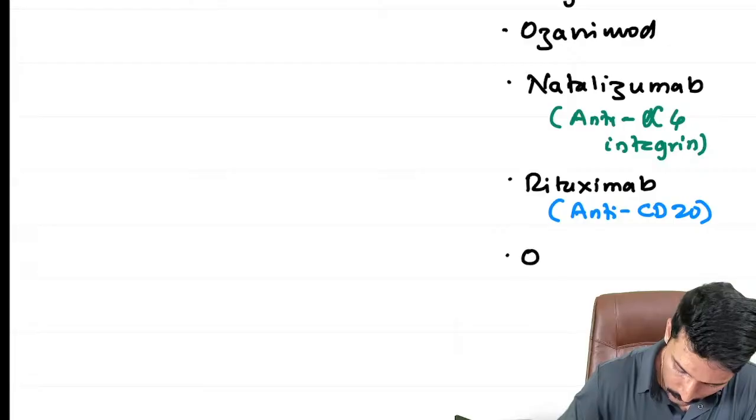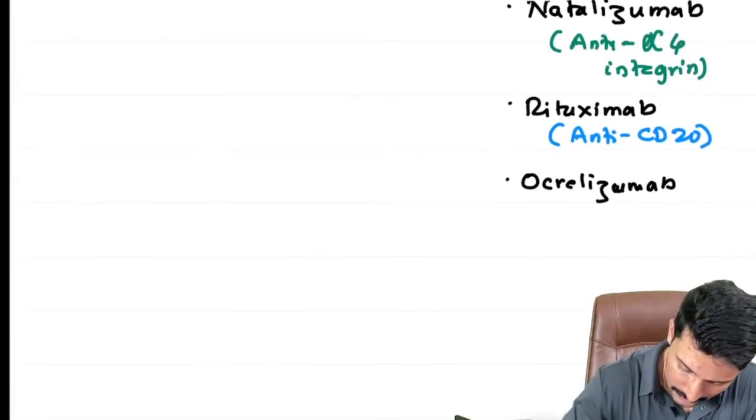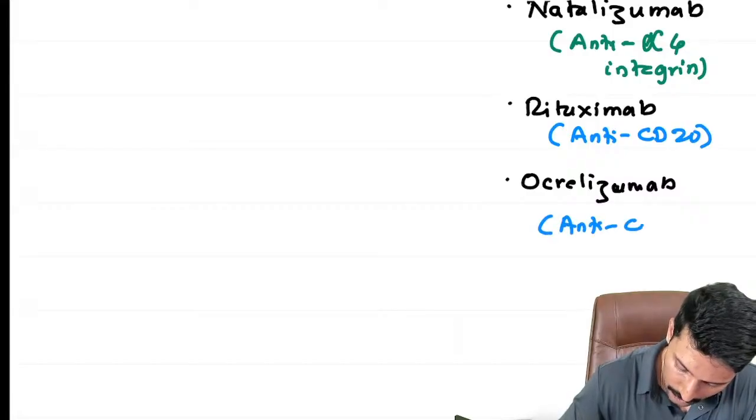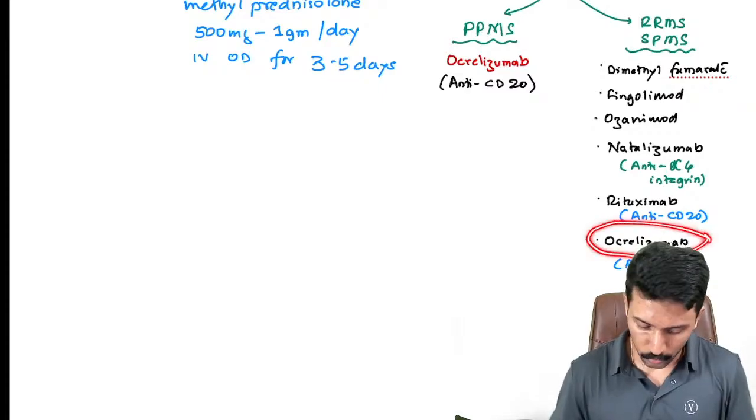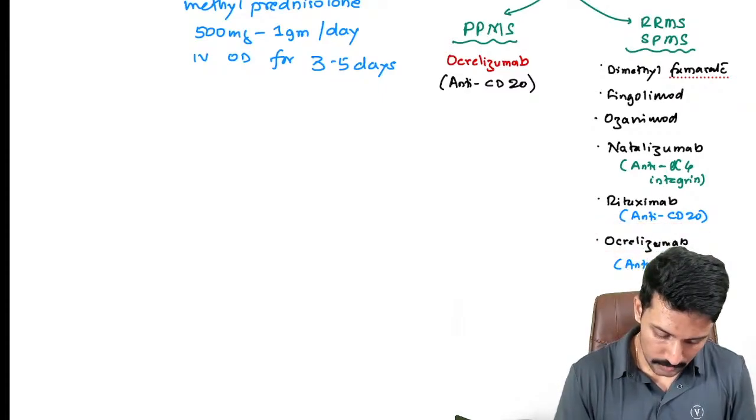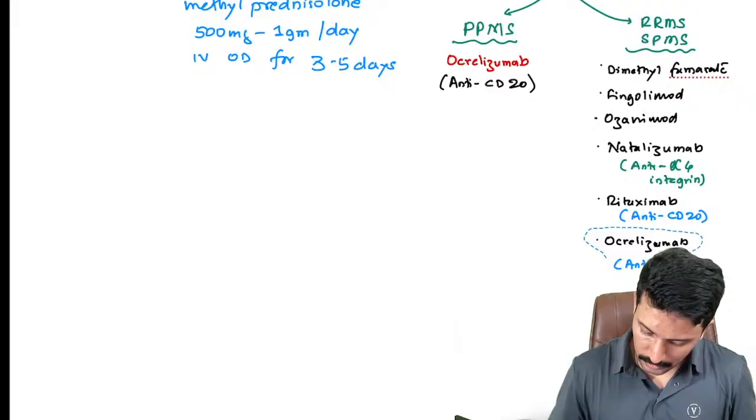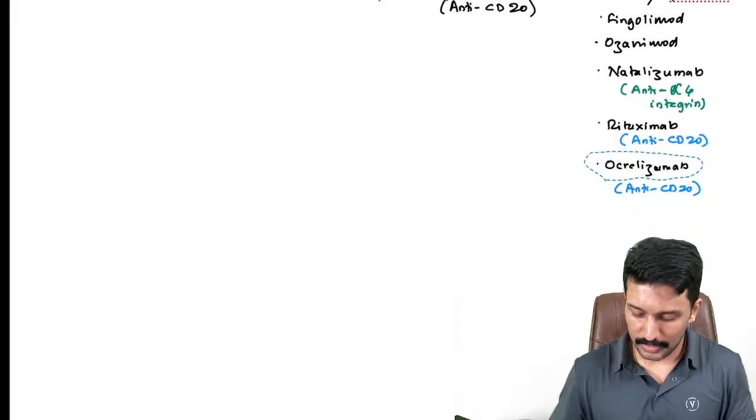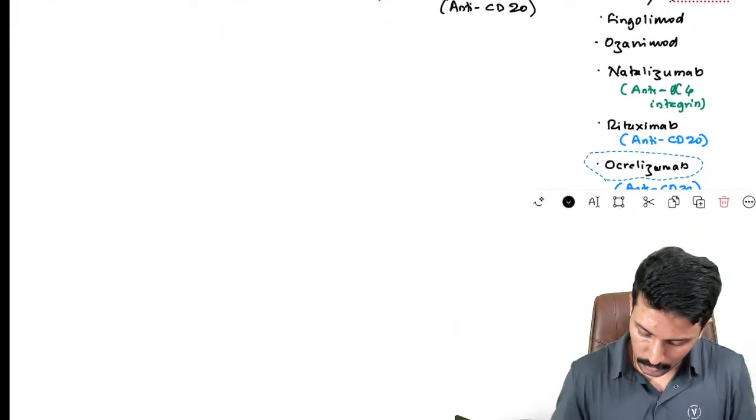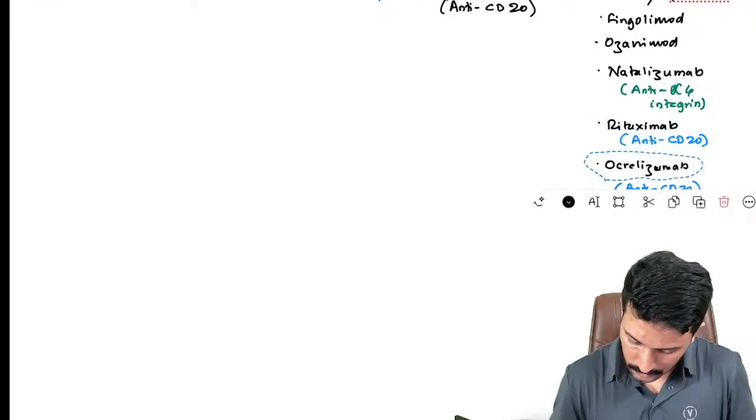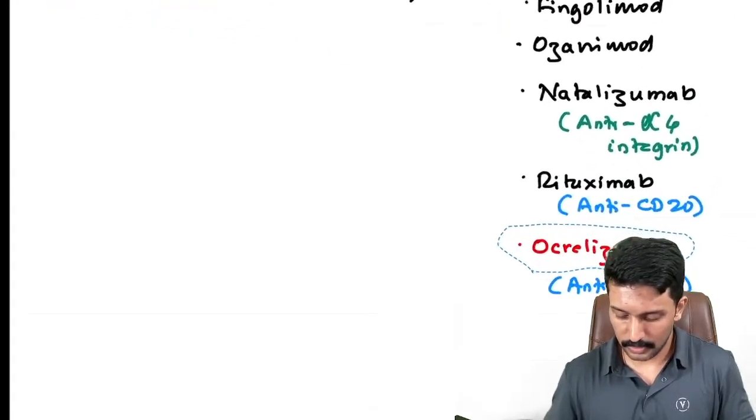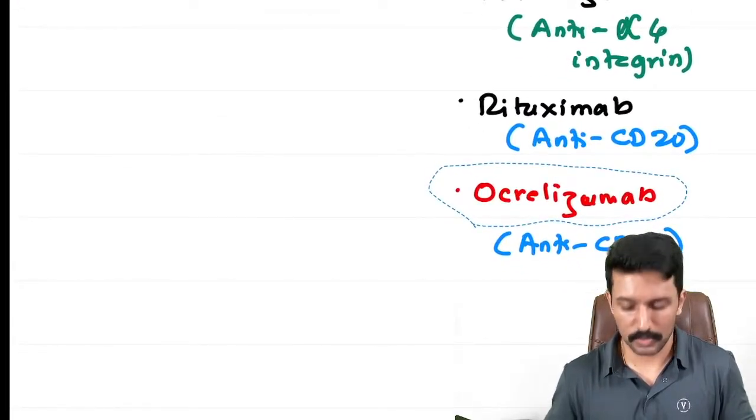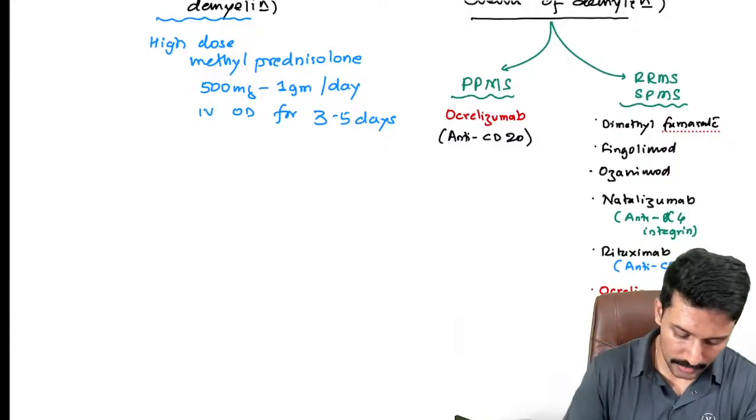And then we have ocrelizumab, which is again anti CD20. So effectively, ocrelizumab is the only drug which can be used for both the relapsing remitting and secondary progressive group as well as the primary progressive group. There is no other drug which can be used in all the cases, right? Clear? Ocrelizumab is the only one that you can use in all the variants. So that is a potential MCQ.